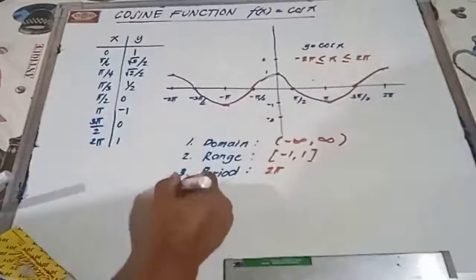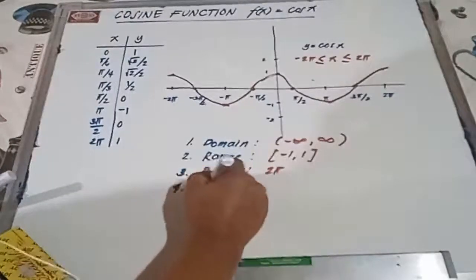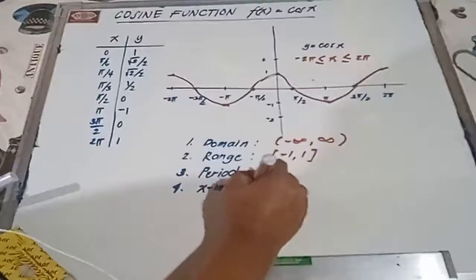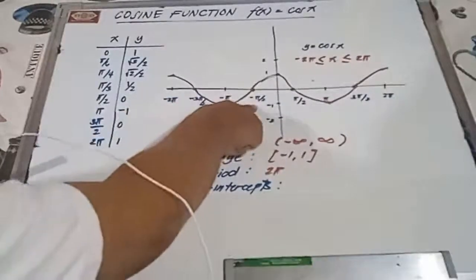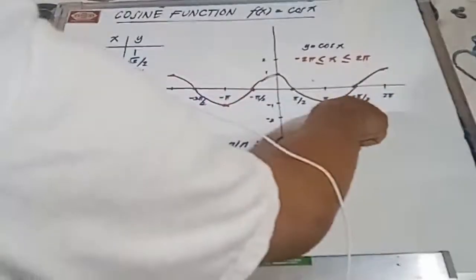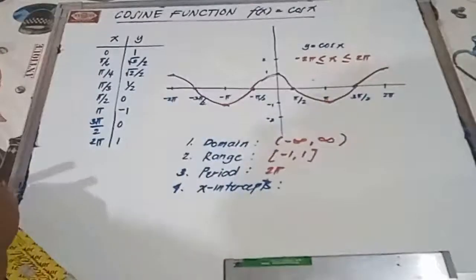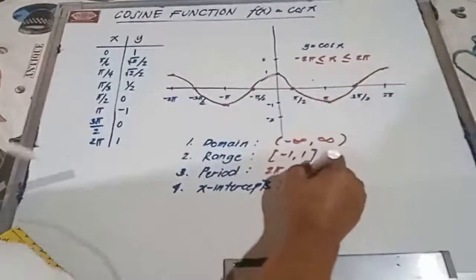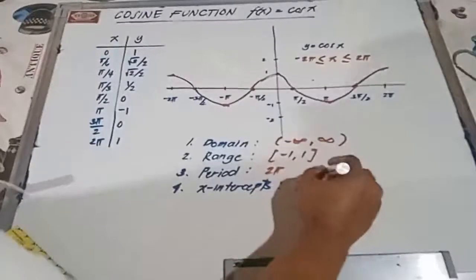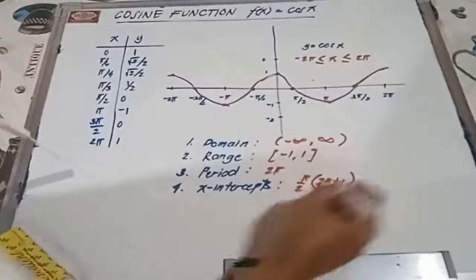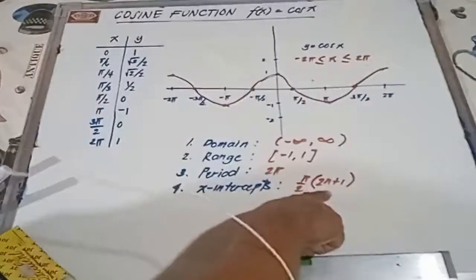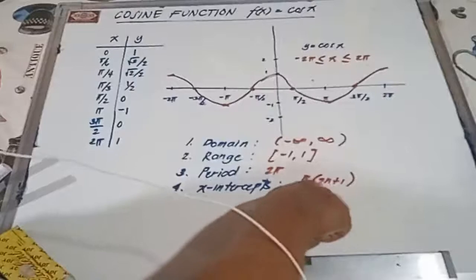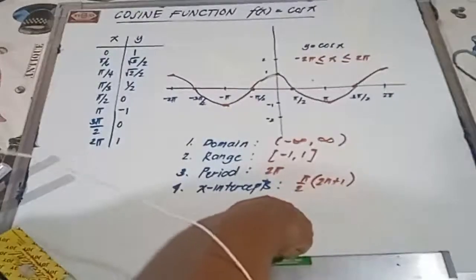We have x-intercepts. Ano mga x-intercepts niya? Eh di negative 3 pi over 2, negative pi over 2, pi over 2, 3 pi over 2, etc. So, ang kanyang intercepts is in the form of pi over 2, quantity 2n plus 1. Okay. You can verify this by substituting values to n na real integer. Let's say if n is 0, that will be 2 times 0 is 0 plus 1, 1 times pi over 2, pi over 2. Intercept siya.